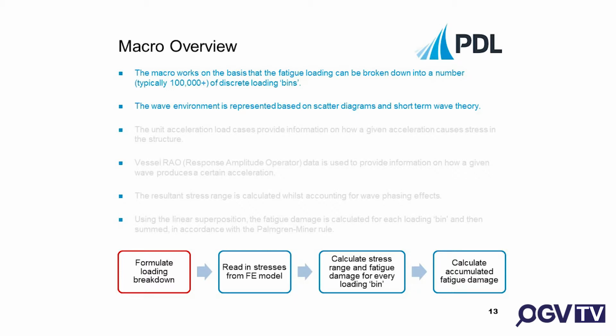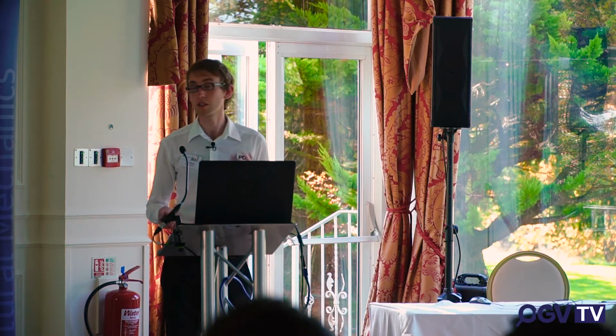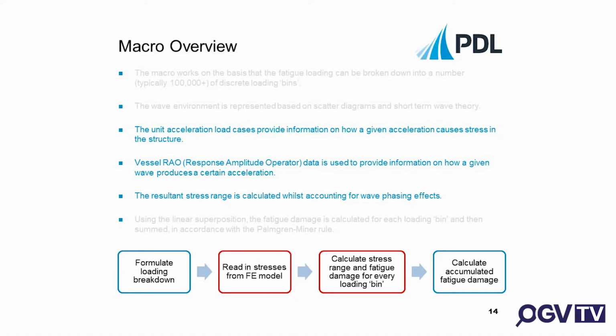So, okay, we've formulated our loading breakdown. Maybe we've got 100,000 load cases we now need to consider. That's quite a common number because there's a lot of waves to consider, a lot of scenarios. I'll talk a bit more in detail in a bit. So the next step is to actually calculate damage. For each loading bin, we want to calculate fatigue damage.